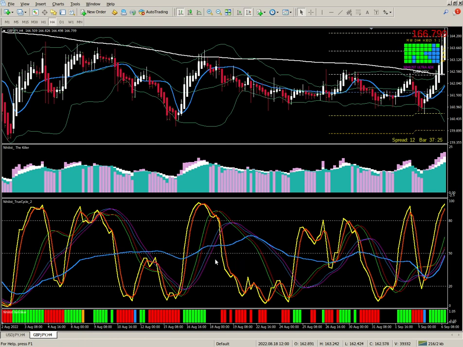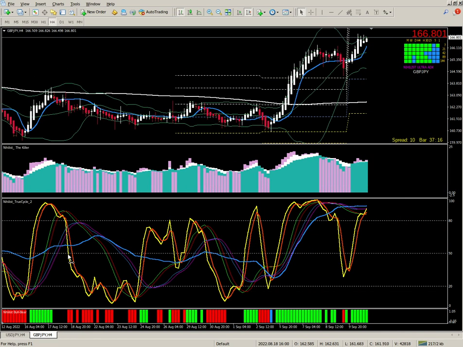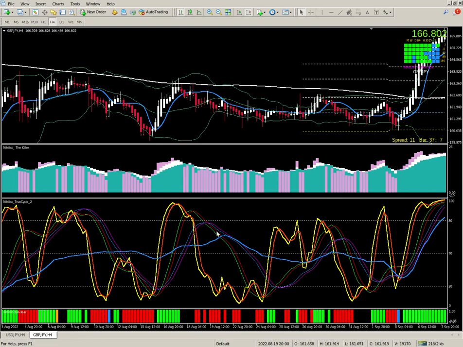All of the 3 pairs of lines above the thick blue line, or the thick blue line going up, or it stays above or near about the 80 level. This is a very good long trend of True Cycle 2. Vice versa for short trend. Hope we are done with the third sub-window.